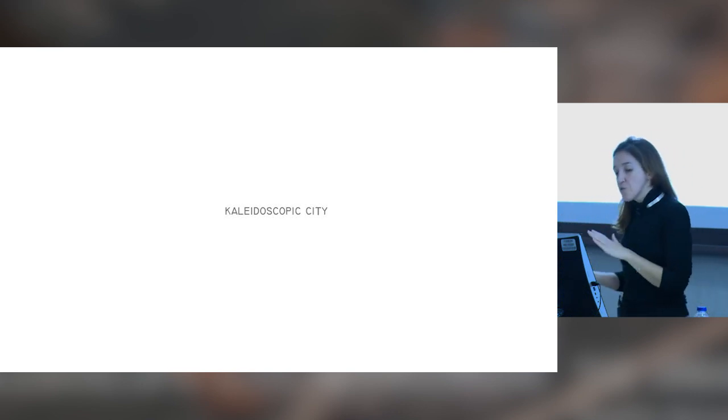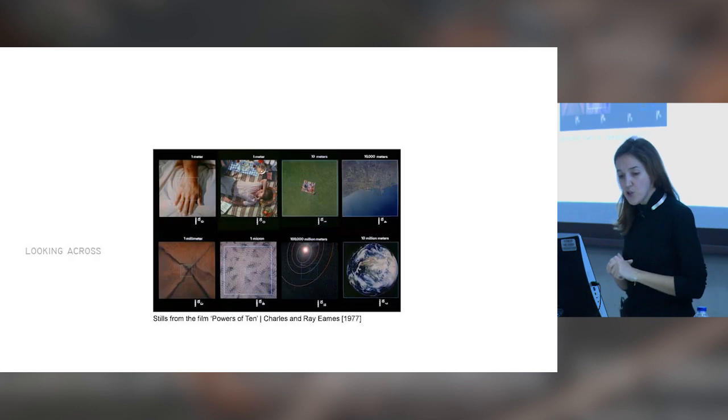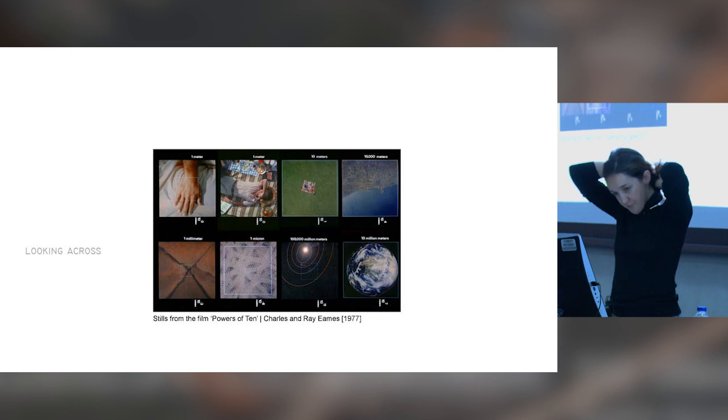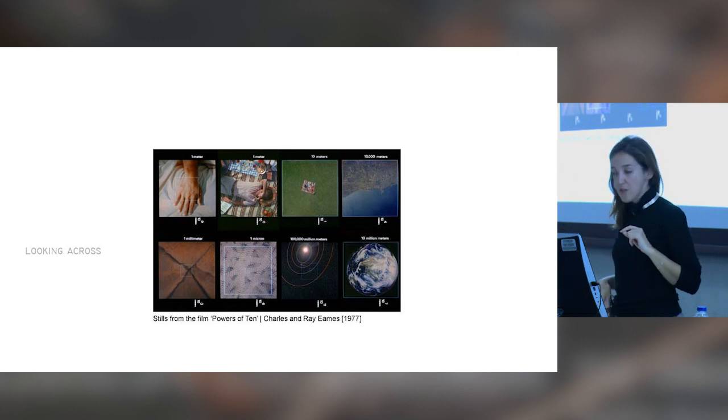So this is what I tried to do then with Kaleidoscopic City. I tried to look at how drawing works, how drawing of the city works. And in order to do that, I devised these rules for looking at a square of the city that was 1.5 kilometers long on either side.